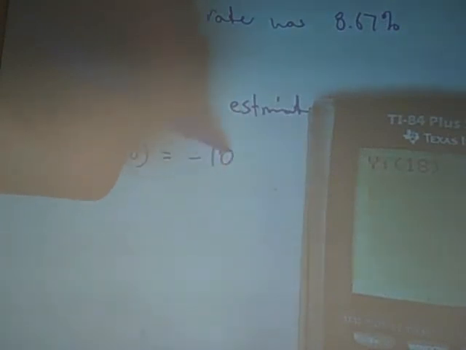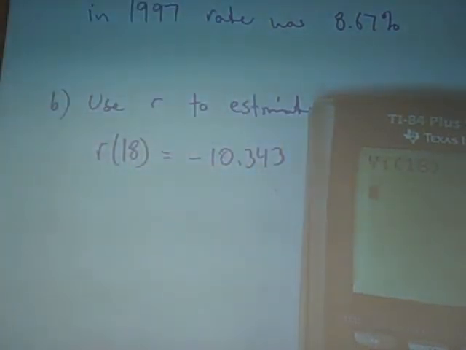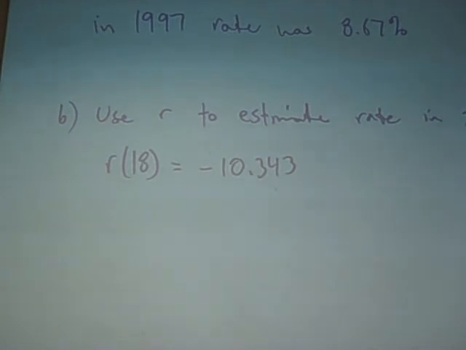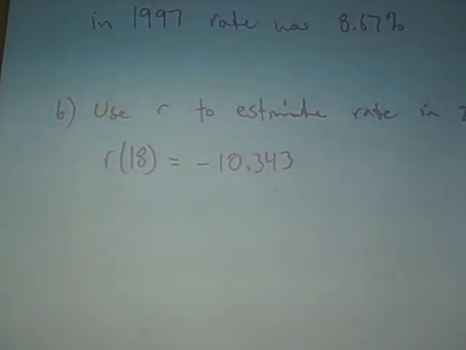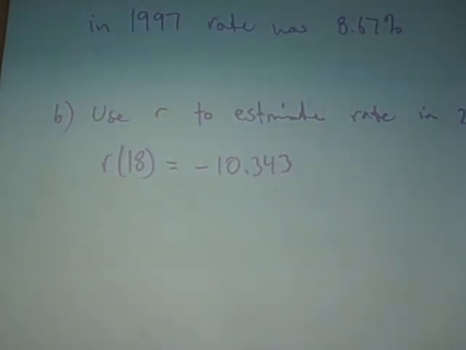Does this value seem reasonable? Well, the answer is no. Can't have a negative percent. So what that means is this model we're using probably is not going to be a good one, at least for those values of x.